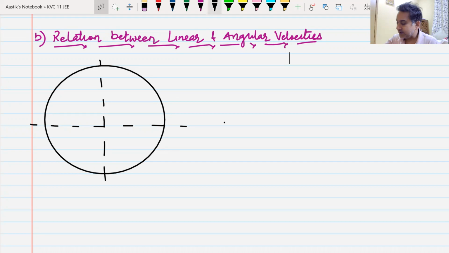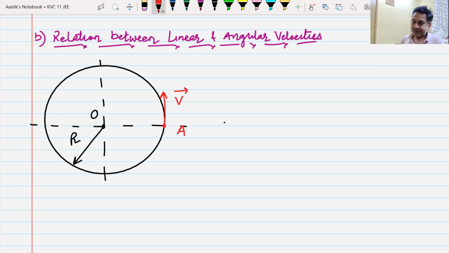Well, then comes the next relation, and this next relation is between linear and angular velocities. Again, we have the same thing. We have a circle with center O, radius R. A particle is moving on this circular track A. It has some velocity. This is the same velocity that we know. This is the velocity v, but we also know that this is moving on a circle, so it has an angular velocity.